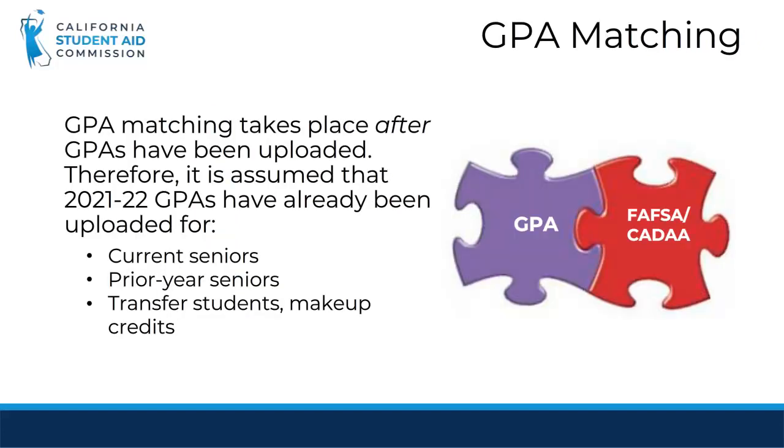Since the March 2nd Cal Grant deadline has passed, all GPAs should have been uploaded. However, GPA matching can continue past the March 2nd deadline. The GPA matching window is October 1st through April 30th, which coincides with the opening of the upcoming academic year for the FAFSA and CADA and the closure of the editing functionality.